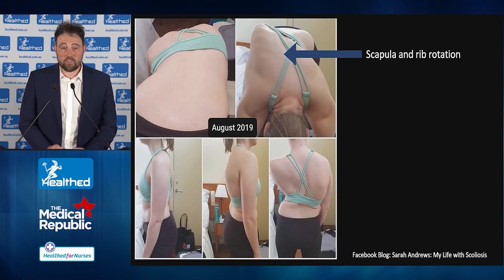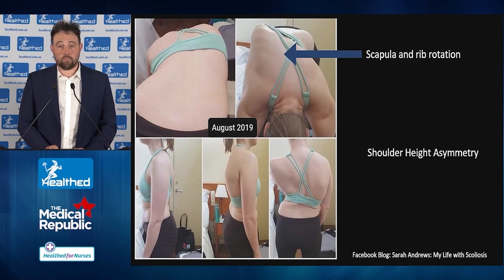And we'll just run down that. So this is the scapular and rib rotation that you're looking at, most commonly on the right, but occasionally it can be on the left. This is the shoulder height asymmetry. And you can see there the right shoulder is higher than the left. And then you can see her waist asymmetry here. So these are the key features on clinical examination that are most obvious.